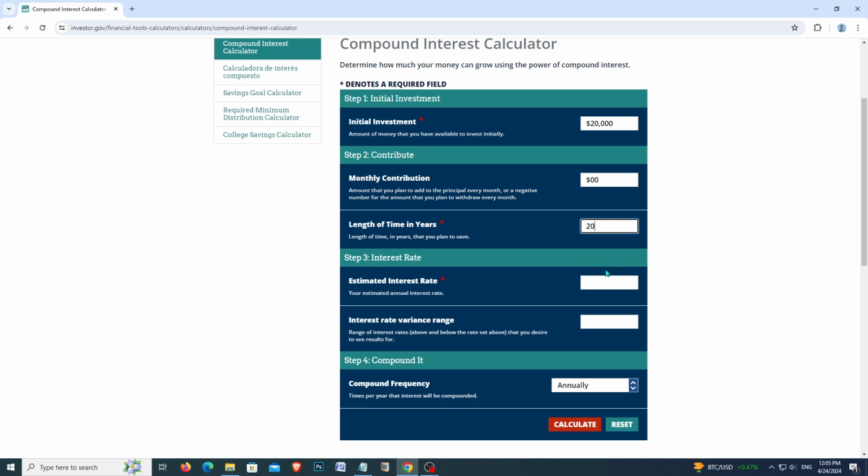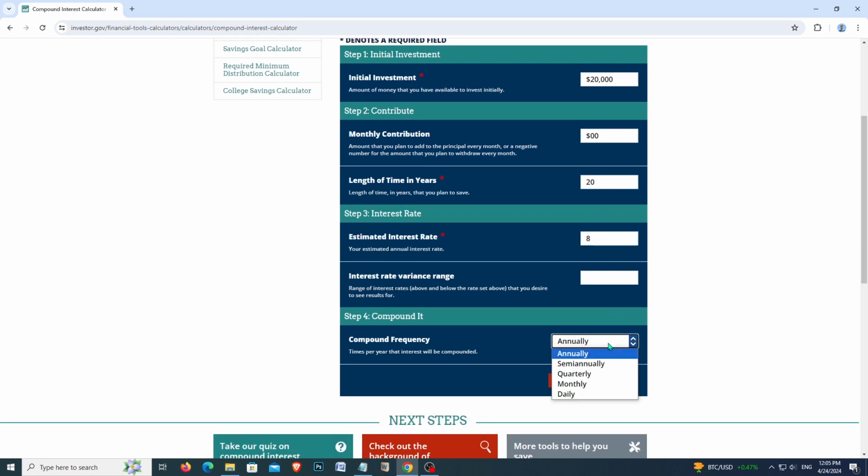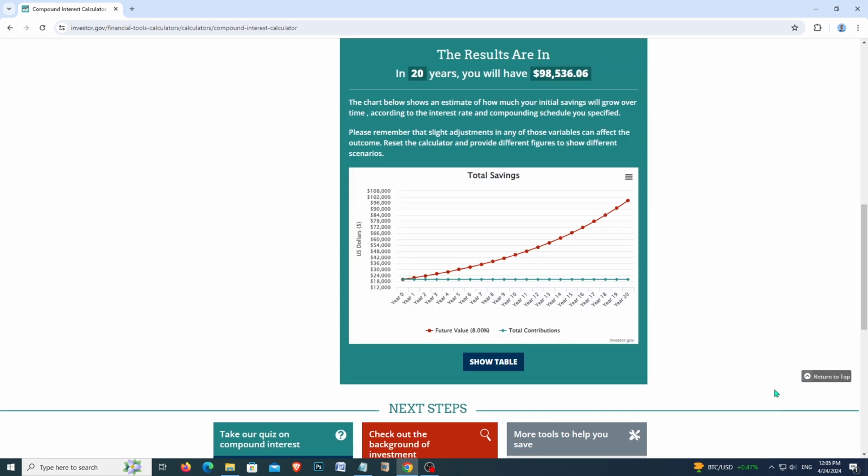Leave blank the section of interest rate variance. Compound frequency on a monthly basis. You can choose annual basis also. In 20 years' time, you will have $98,536.06.